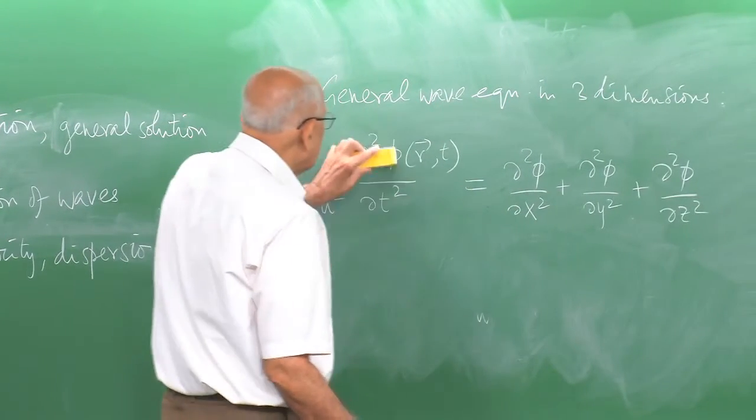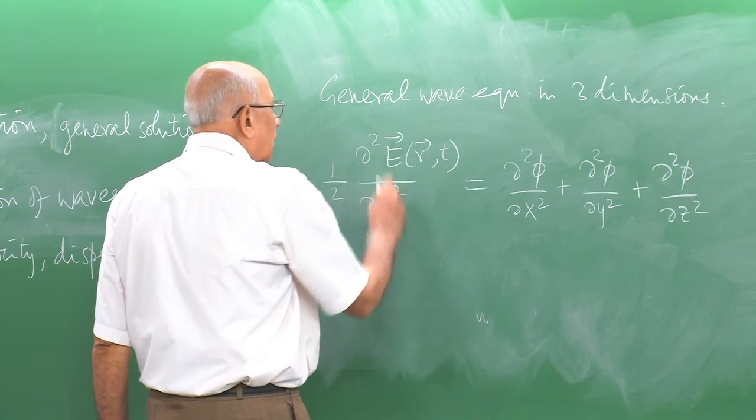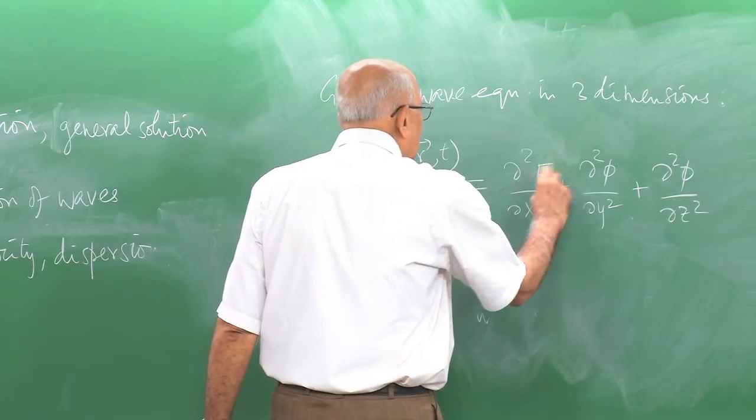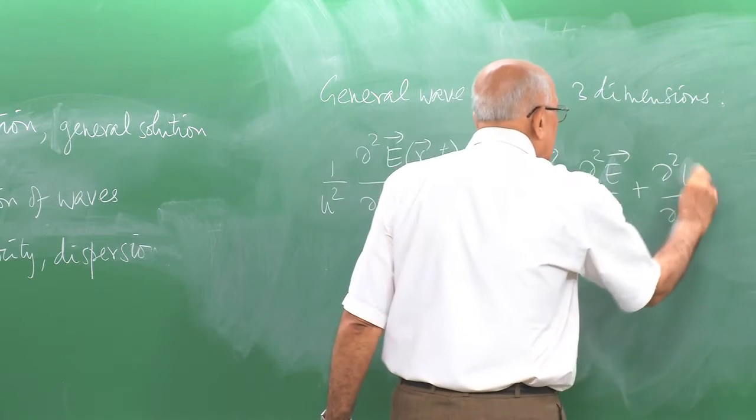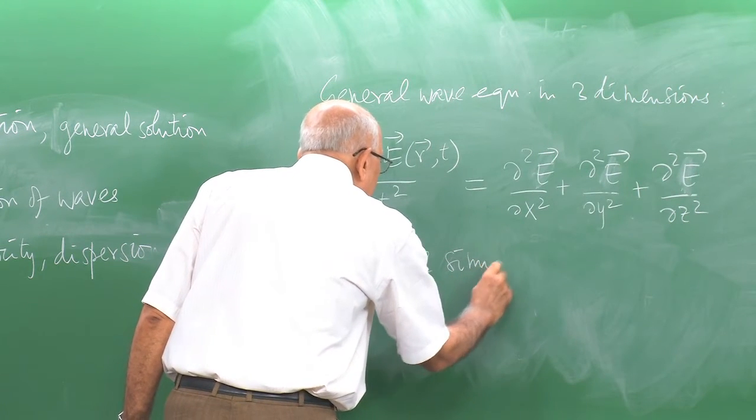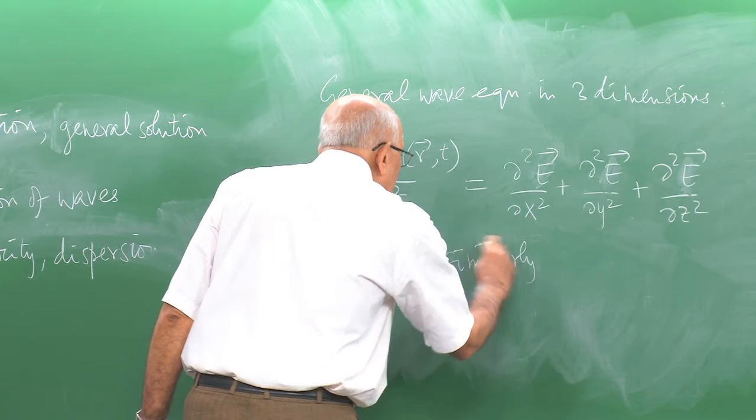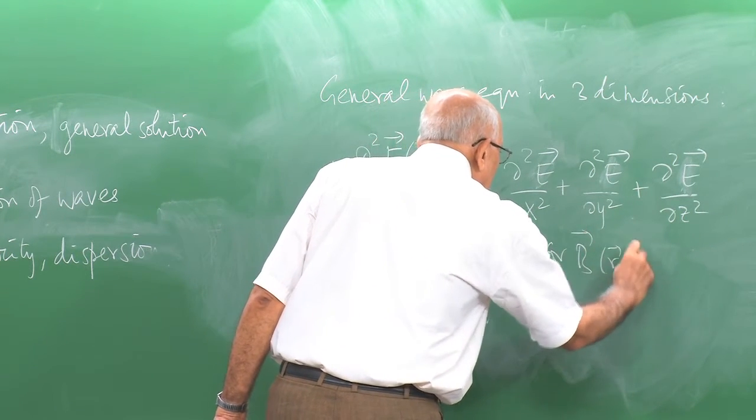The equation is exactly the same thing, except that this becomes a vector, the electric field vector here, and similarly for the magnetic field B, as functions of r and t.